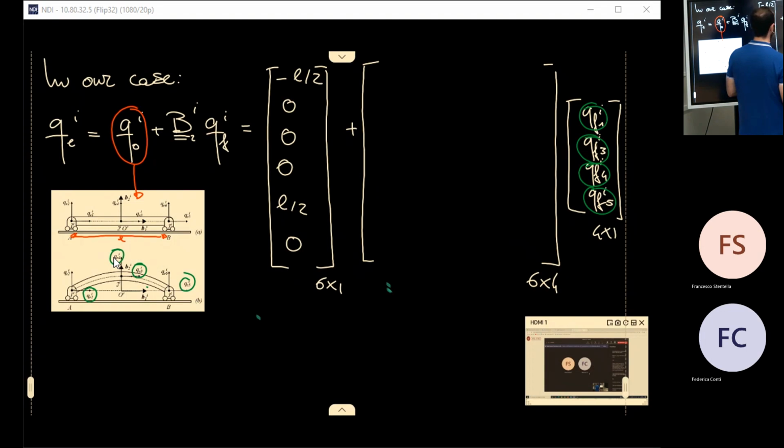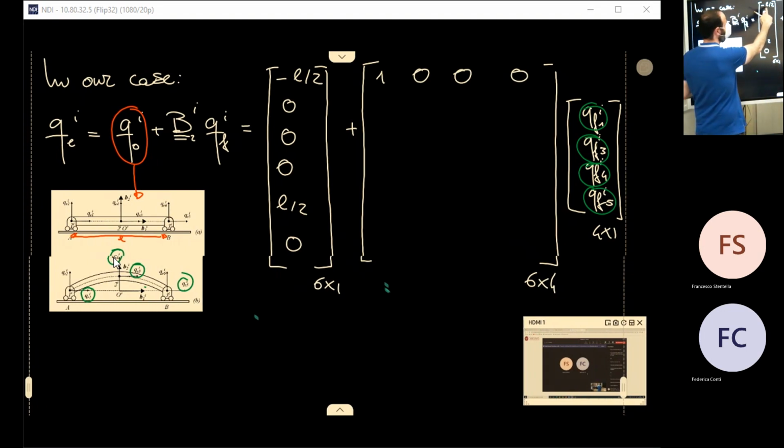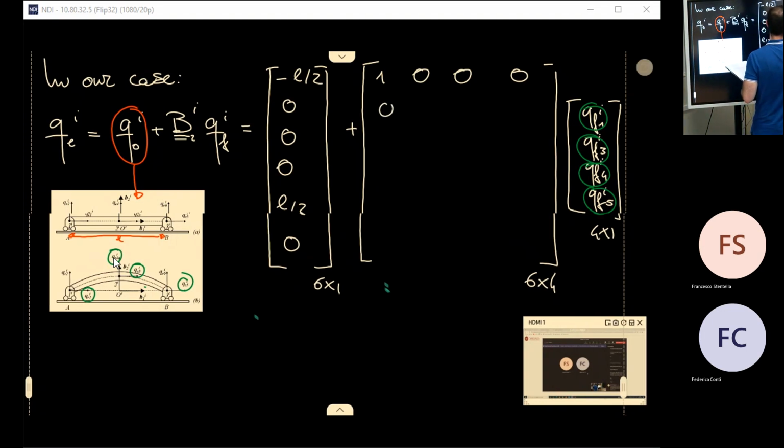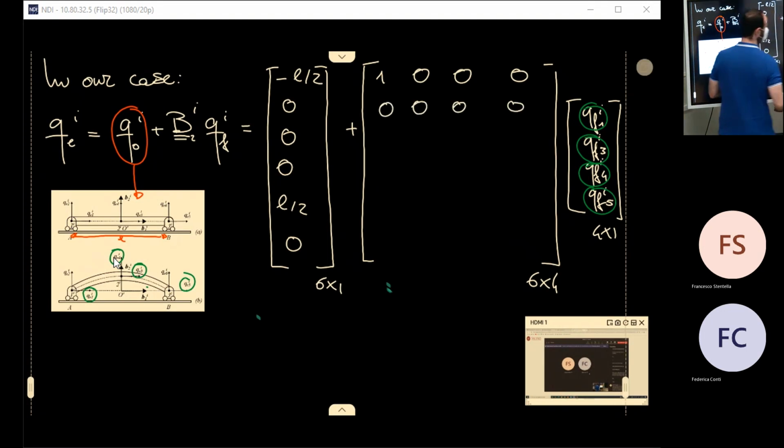So, 1. Can node 1 here move along the horizontal way? Yes. So I would put 0, 1, and 1, 0, 0, and 0. Okay. So you start from minus L divided by 2, and then you can move horizontally. Then the second node, does it have to be taken into account in its variation? No, because it cannot move vertically. So 0, 0, 0, 0.